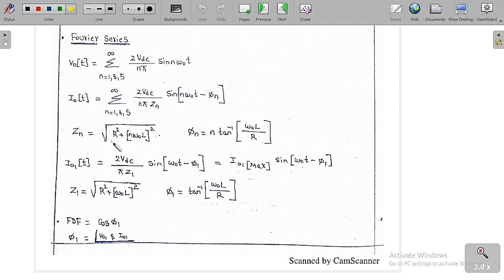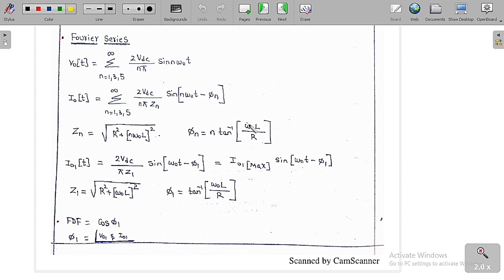Zn is equal to under root of r square plus n omega naught L whole square. Whereas phi n is equal to the ratio of these things, tan inverse of n omega naught L by r. Since n is a constant, we can take it outside, so n into tan inverse of omega naught L by r.